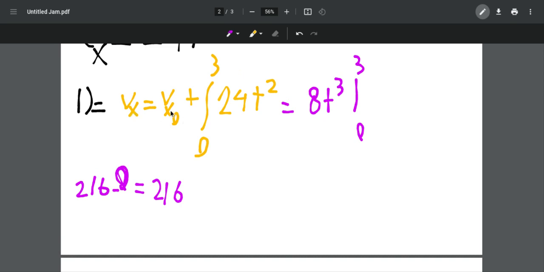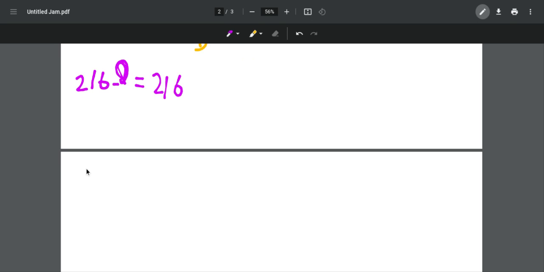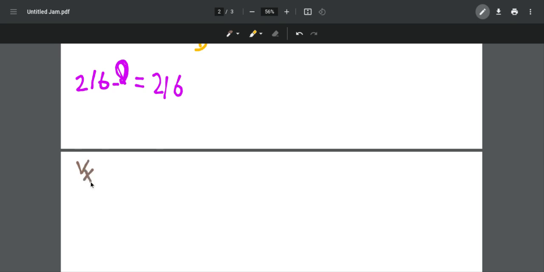Now we're going to plug in for v sub x sub 0, which is our initial velocity. And in the question, it says that the initial velocity of the chimpanzee is 18 meters per second. So our question becomes much easier because we just have to plug in. For our final answer, v sub x is equal to the initial velocity, 18 meters per second, plus the value of the definite integral, which we evaluated to be 216. When we add that, we get 234, and the unit of the velocity is meters per second. 234 meters per second.